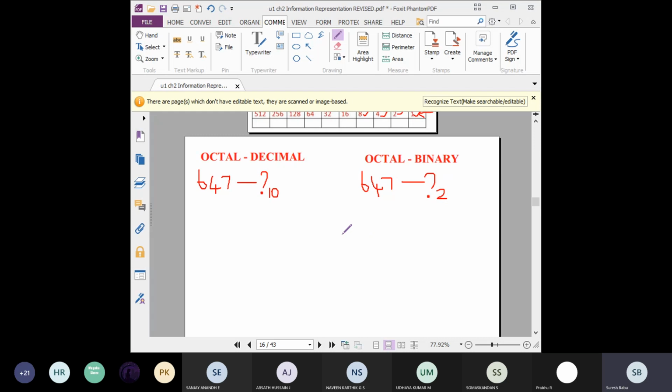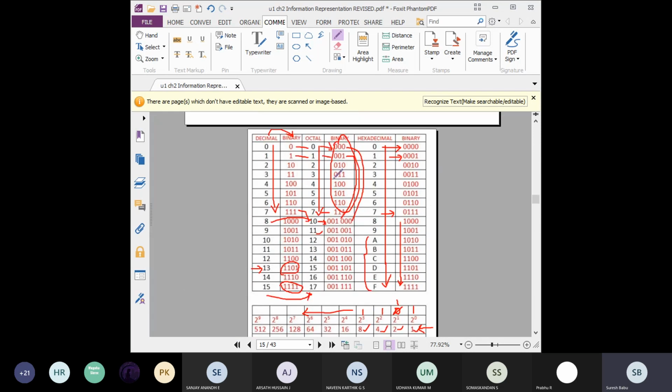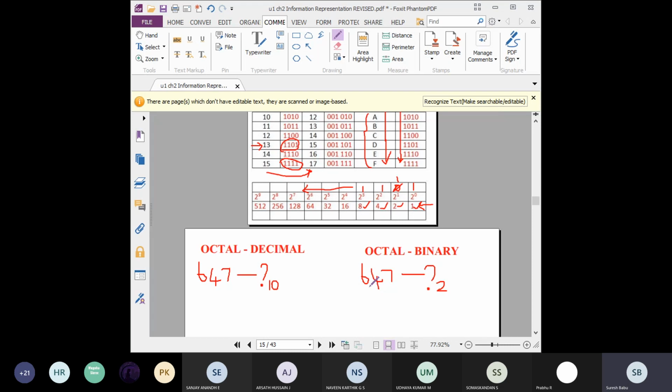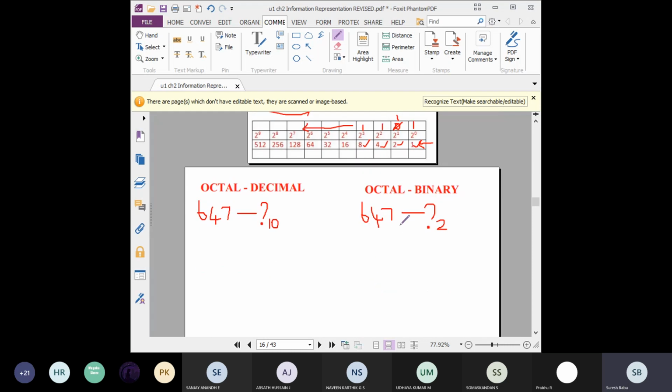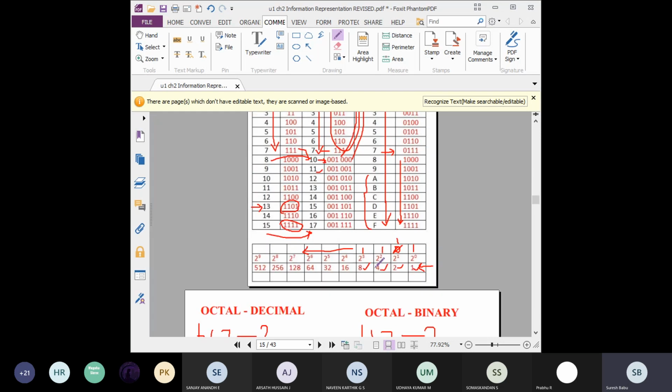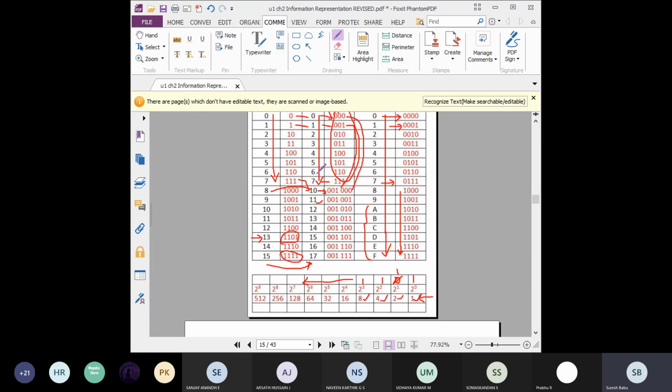Binary number means base 2. You can easily get the binary number from the above tabular column. So what should we give: 6 4 7. You need to get the binary for 6 and 4 and 7. What is the value for 6? You see here, 6 is 1 1 0.